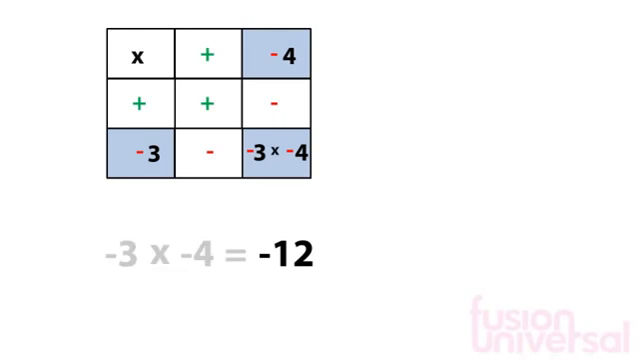If it were negative 12, then it would be the same as negative 3 multiplied by positive 4. But that would mean that these two calculations would give the same result, which would mean that negative 4 was the same as positive 4, which it isn't.